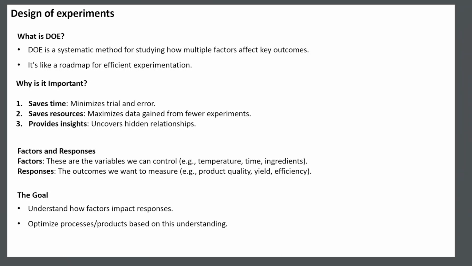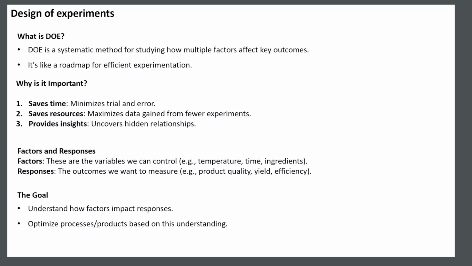So DOE gives a roadmap for efficient experimentation. As I discussed, we have only fixed resources to do the experiment. Hence, it should be efficient in a way that we study all the factors which influence the outcome without neglecting any critical factors. But at the same time, the number of experiments should not be very high. Why is it important? As we discussed, it saves time, it minimizes the trial and error time. It saves resources, it maximizes the data gain from fewer experiments.